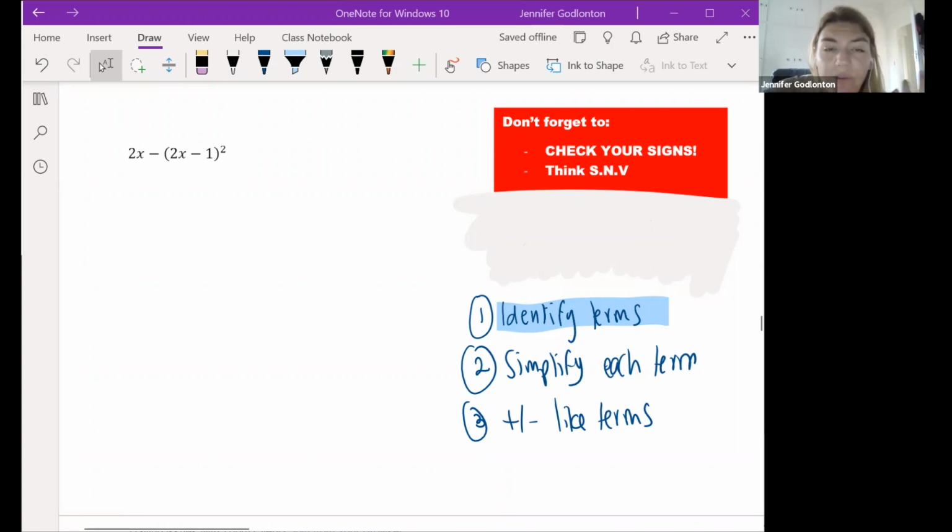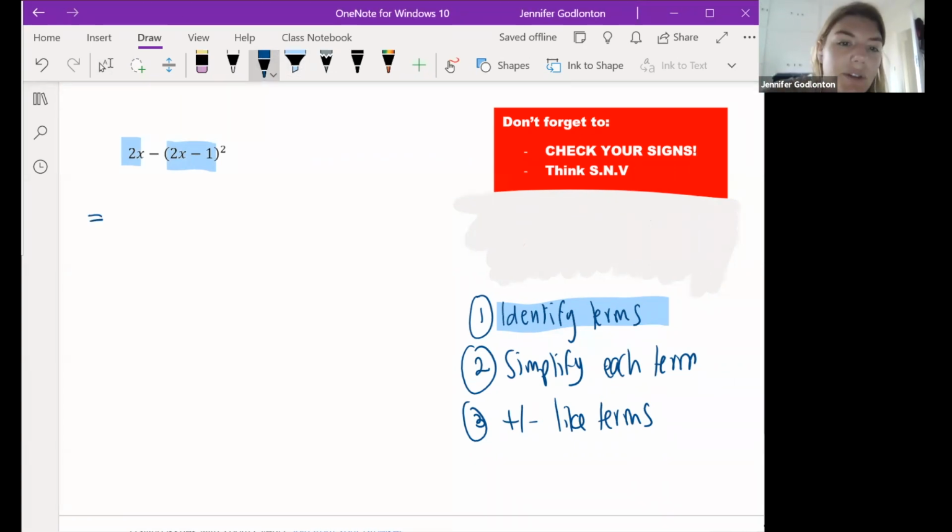So this section would fall under algebra. This would all fall under algebraic expressions. Okay, so when we get to this point over here, the first thing we're doing is we're identifying our terms. I know that that seems like a silly step, but it's actually quite important because it makes sure that we multiply the right things by the right things.